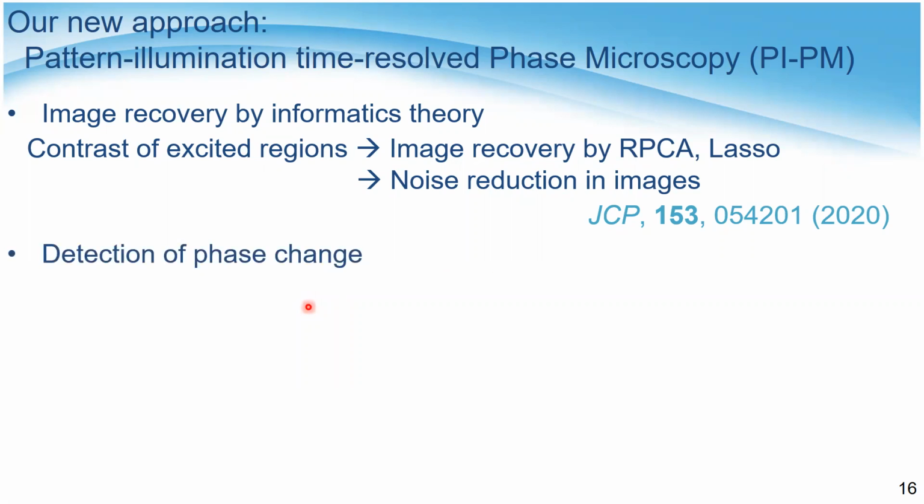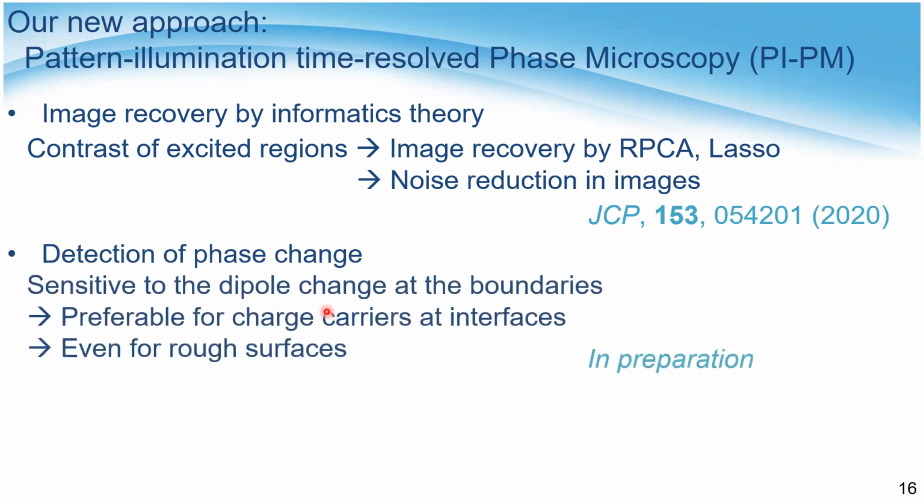And also the special feature is the detection of the phase images. Phase image detection is preferable for detecting the dipole change at the boundary. In any photocatalytic process, we observe the charge transfer at the interface, which involves the dipole change at the interface. And also this method can be easily applied to a rough surface. Now I am preparing the description in a different paper.